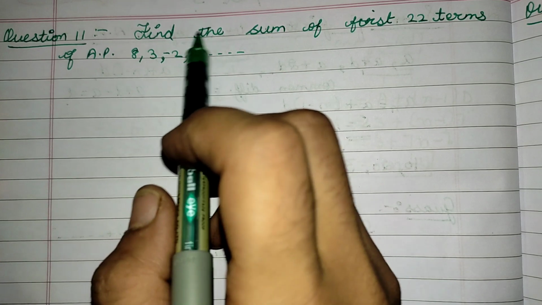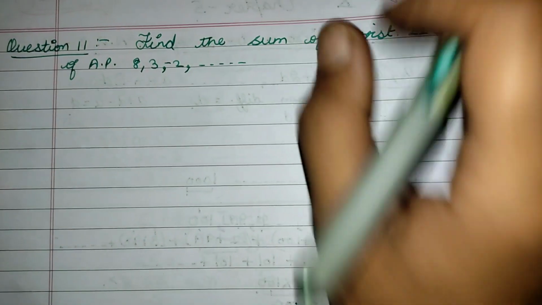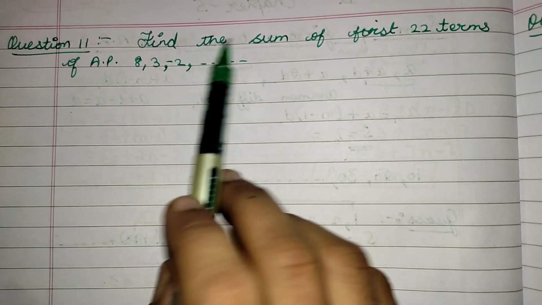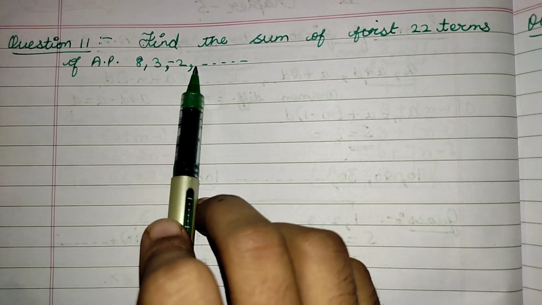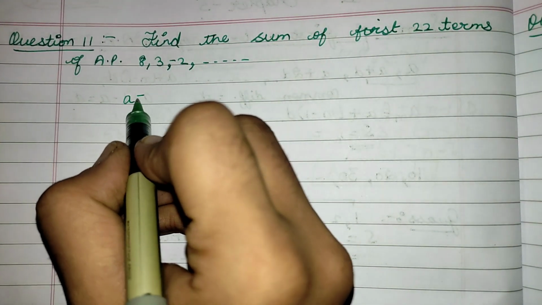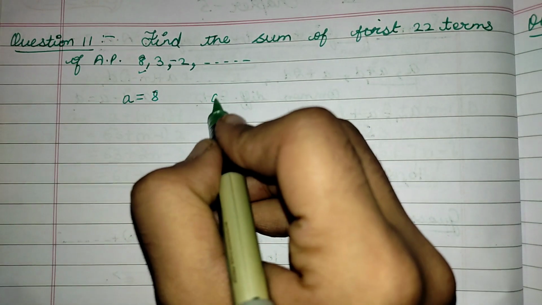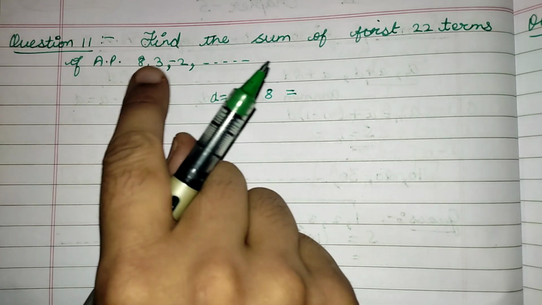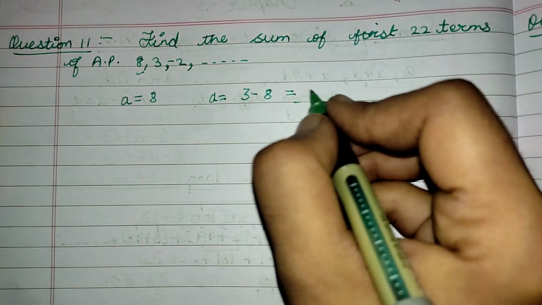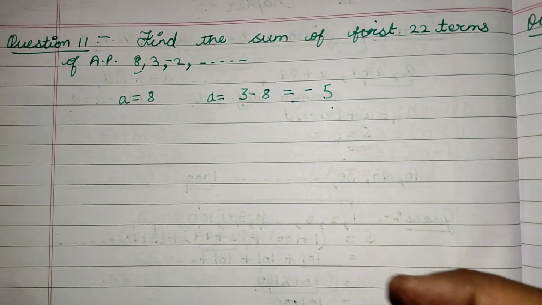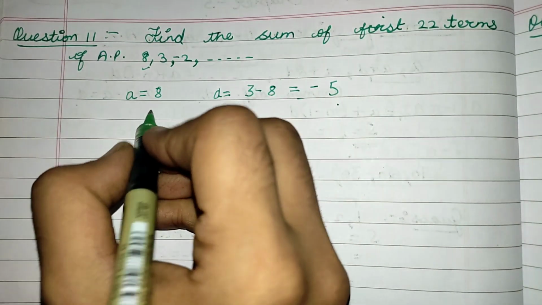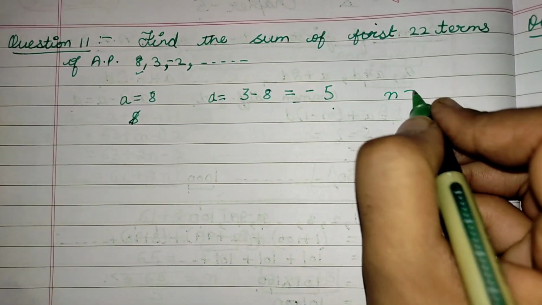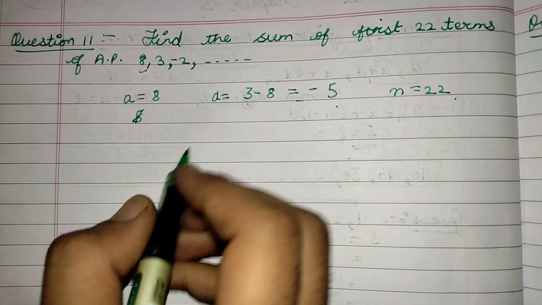Now moving to question number 11. Question number 11 says find the sum of the first 22 terms of the AP. We have to find the sum of the first 22 terms of this AP. So in this AP, the first value is a, 8, and the common difference, you know very well how to find. The common difference will be equal to the first term subtracted from the second term. So 3 minus 8 will be equal to minus 5. So I have to find the sum of the first, how many terms? 22 terms. So n is also given to me, which is equal to 22.